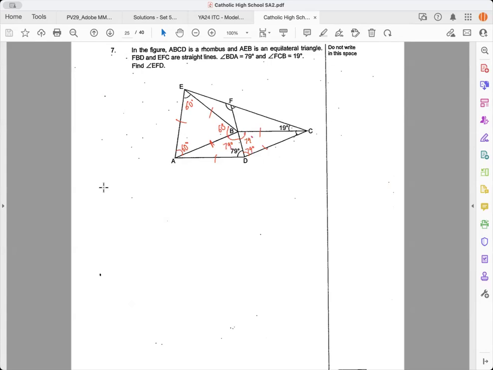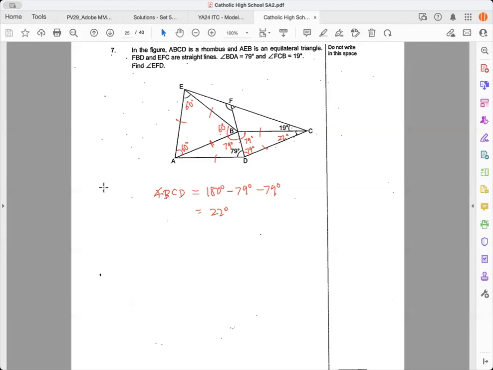Now, can we find this angle? Let's find this angle. I'm talking about this angle, angle BCD. Angle BCD equals, angle in a triangle is 180 degrees. I take away 79, take away another 79. I'll get 22 degrees. So this is 22 degrees.